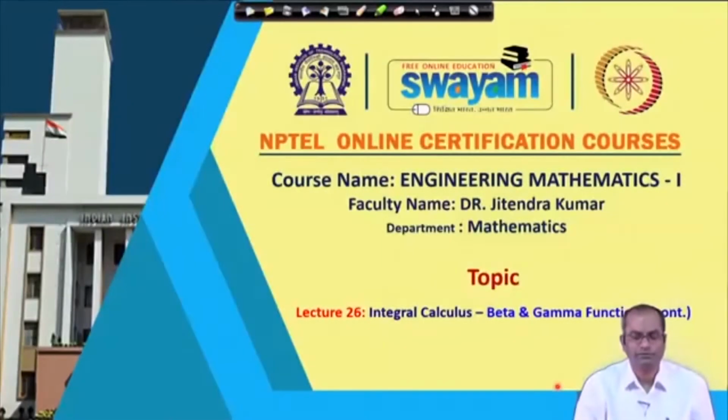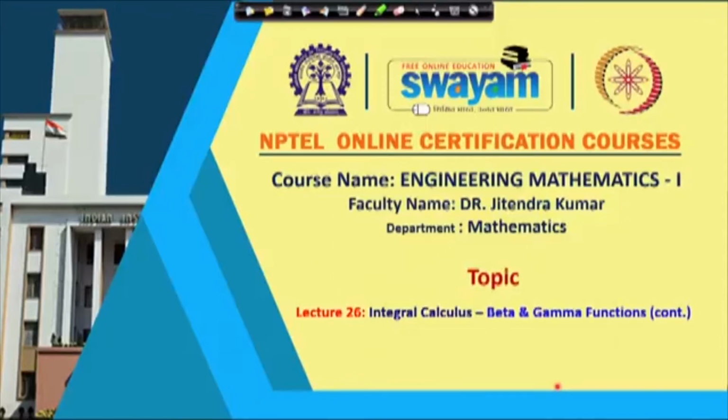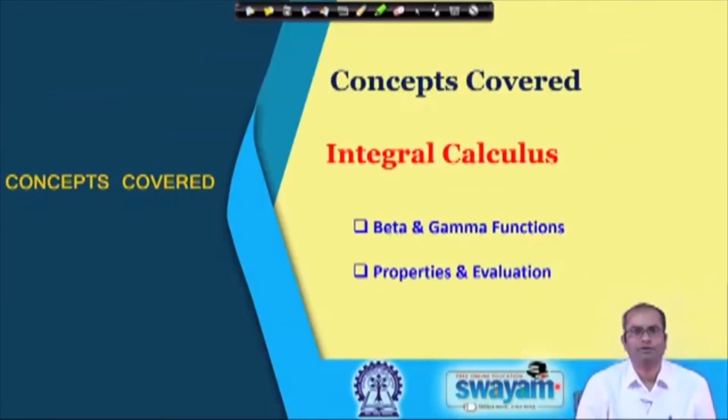So, welcome back to the lectures on engineering mathematics 1, and this is lecture number 26. We will continue the discussion on beta and gamma functions. These are special types of examples of improper integrals, and today we will be talking mainly about their properties and how to evaluate those integrals.